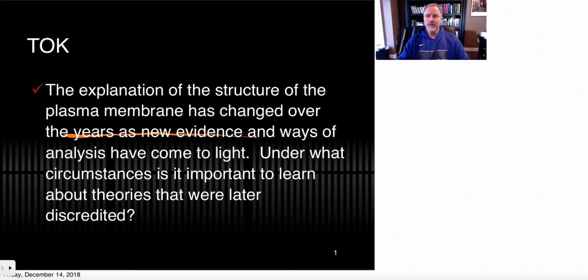And so the first thing I want you guys to do is to take a look at this TOK question. It says the explanation of the structure of the plasma membrane has changed over the years as new evidence and ways of analysis have come to light. Under what circumstances is it important to learn about theories that were later discredited? So take a few minutes and think about that, write down an explanation, then we'll look it over and talk about it in class, okay?